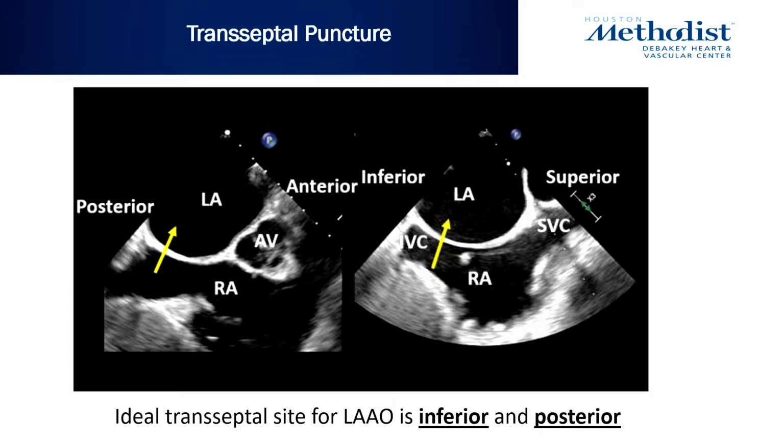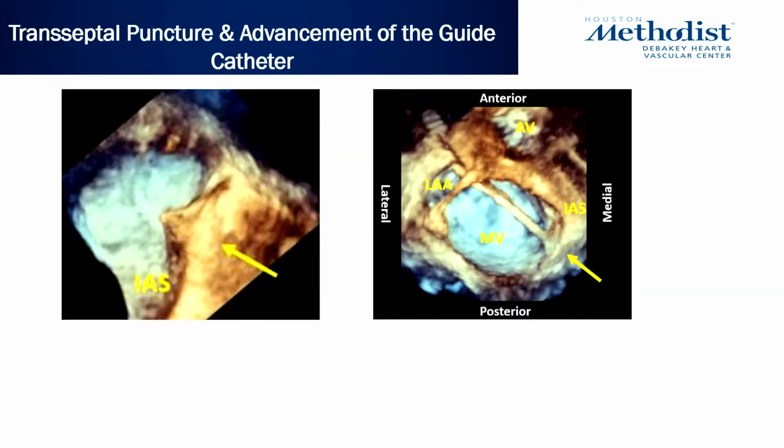Transseptal puncture is usually done inferiorly and posteriorly in the fossa ovalis. So you want to be away from the aortic valve and closer to the IVC than the SVC. And these are some 3D imaging demonstrating that transseptal puncture and then the course of the catheters as they traverse the left atrium into the left atrial appendage right here. So a combination of 2D imaging and 3D imaging can be helpful as you're guiding these procedures.